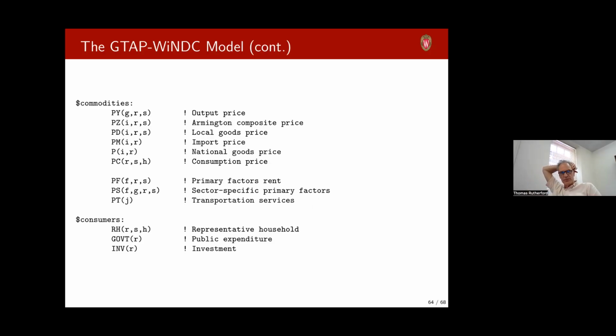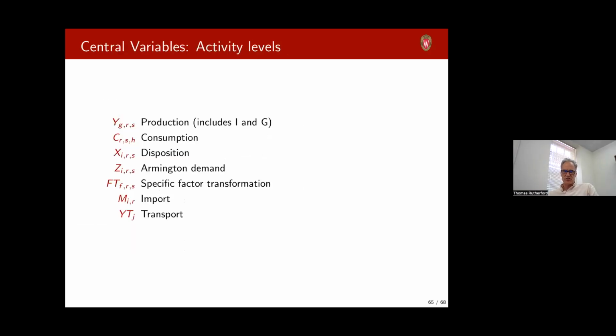So we have the output price PY, the Armington composite price, the domestic local goods price, the import price, and the national goods price. P of I, R is the national market, and that national market can either be used for export or for domestic absorption. And then we have a consumption price index for each of the households by each of the subregions. So it's got 5 household classifications for each state, so there's a total of 250 households in the model. Okay, so that gives us the definitions.